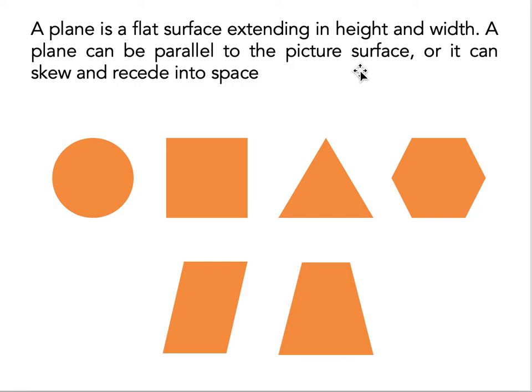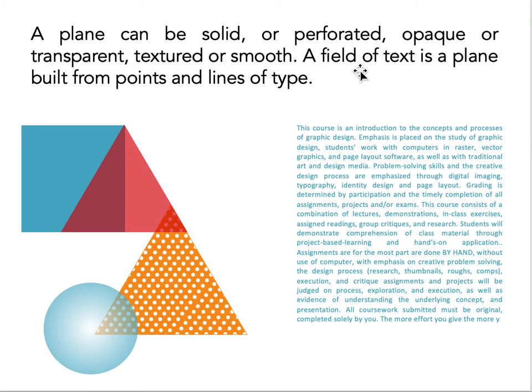A plane is a flat surface extending in height and width. A plane can be parallel to the picture surface or it can skew and appear to recede into space. A plane can be solid or it could be perforated. It can be opaque or transparent. It could be textured or smooth. Even a field of text is a plane. It's built from these points and lines of type.